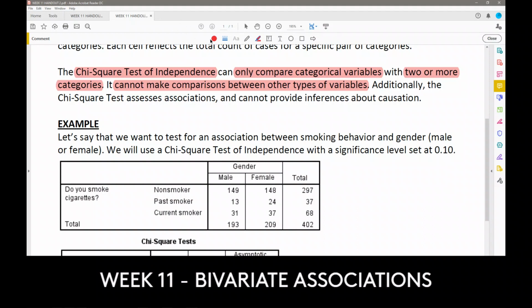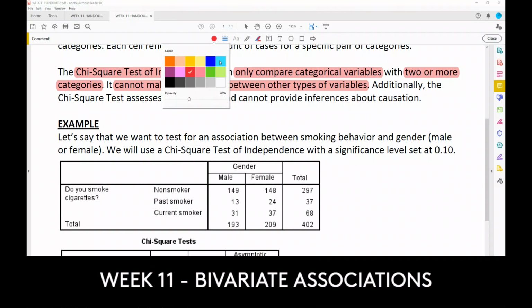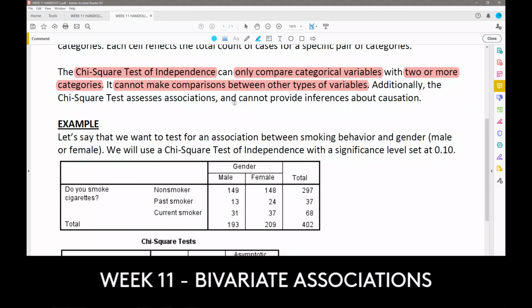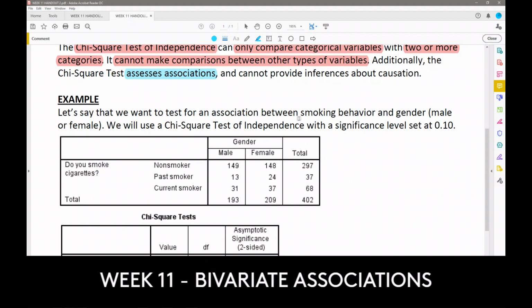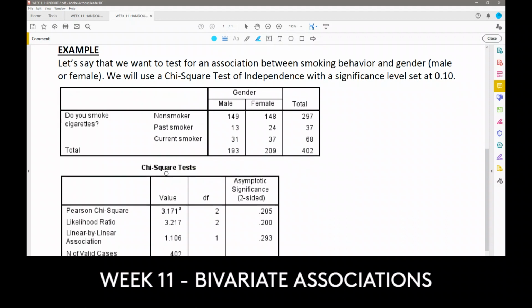And most importantly, remember that when we are assessing bivariate associations, and that includes crosstabs and chi-square tests, we are only looking at associations, relationships. The results that we are looking at do not say anything about causation. We are not saying that one thing causes the other. All we are saying is that there is a relationship between those two variables. All right, so here's an example.